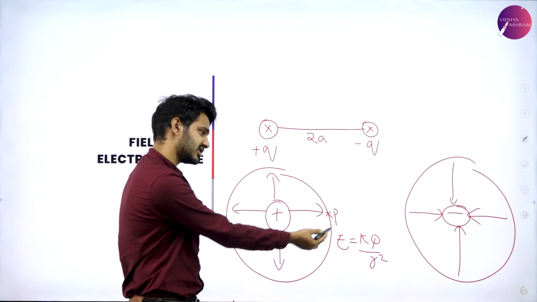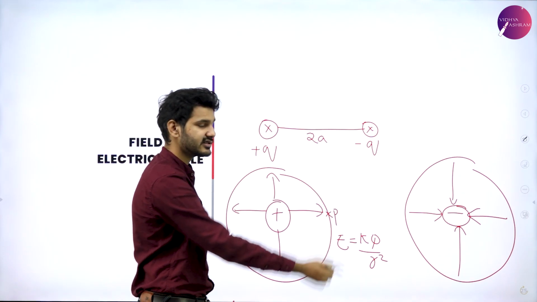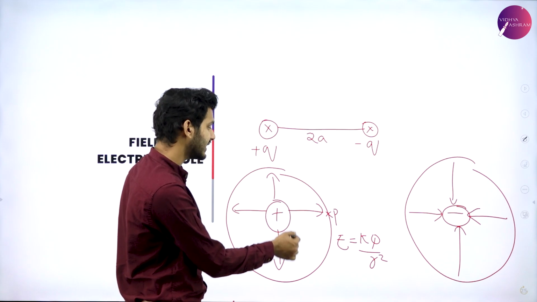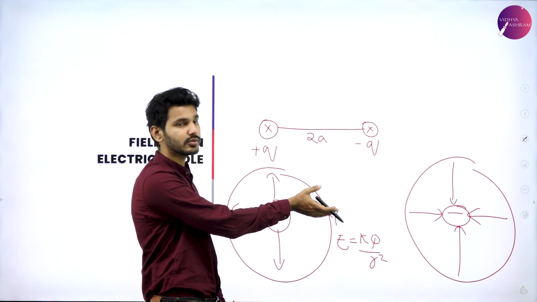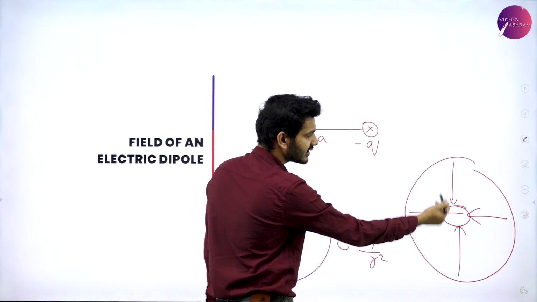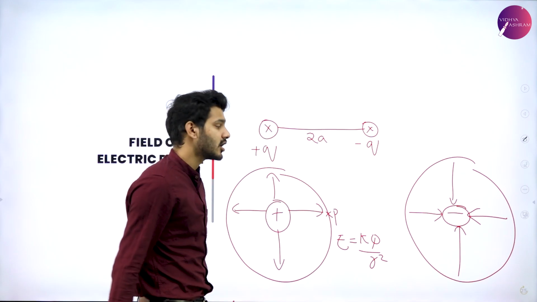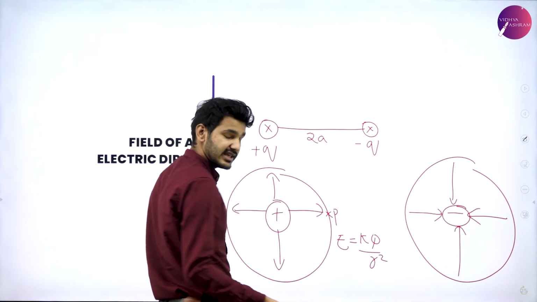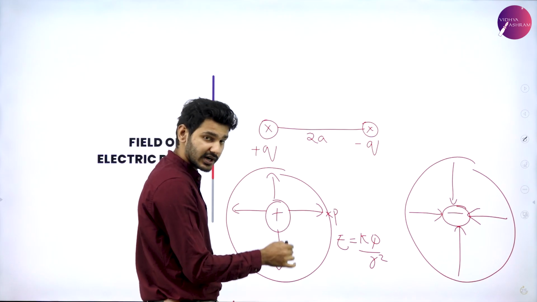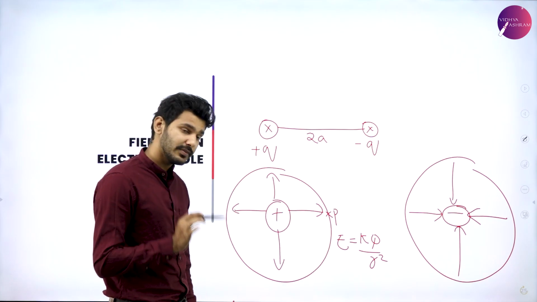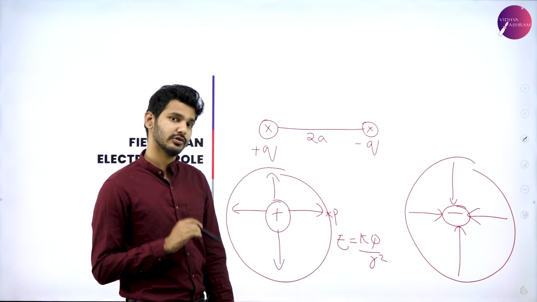If it is positive, the sign will be positive. If negative, then the sign will be negative, which just indicates that if it is positive, the field is going outwards, and if it is negative, then the field lines are converging inwards. So my question is, if the electric field of a given charged particle is like this, what will be the electric field of a dipole?